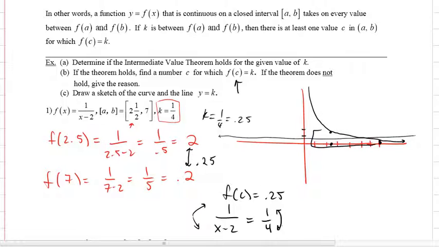You can flip both sides of the equation, and then you have x minus 2 is equal to 4, and that makes things a lot easier. Instead of doing the whole butterfly method, it's too complicated. So x is equal to 6. So at x equals 6, y equals 1/4. The intermediate value theorem holds for this problem.